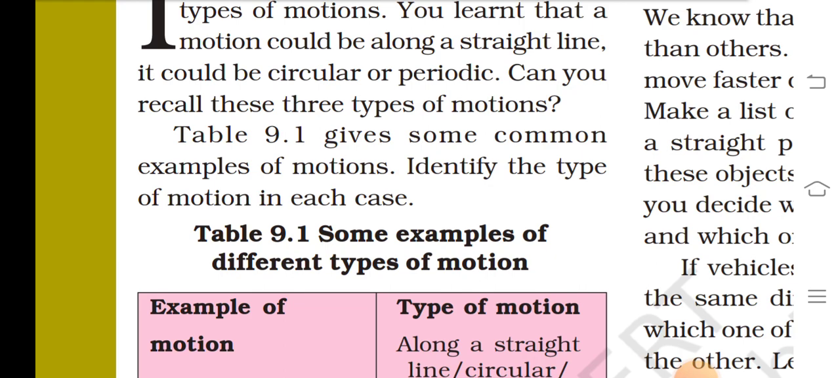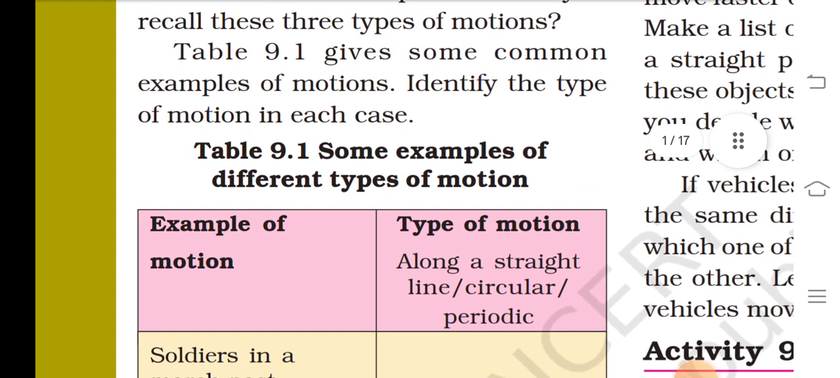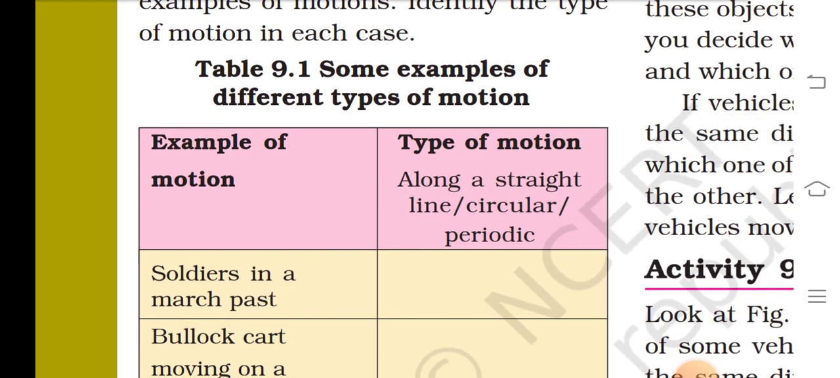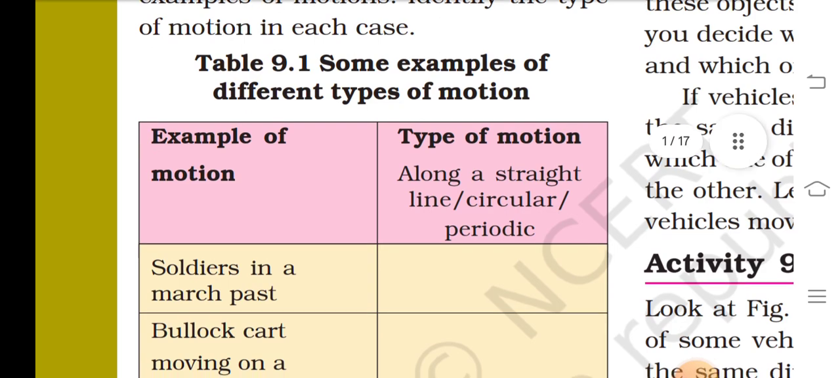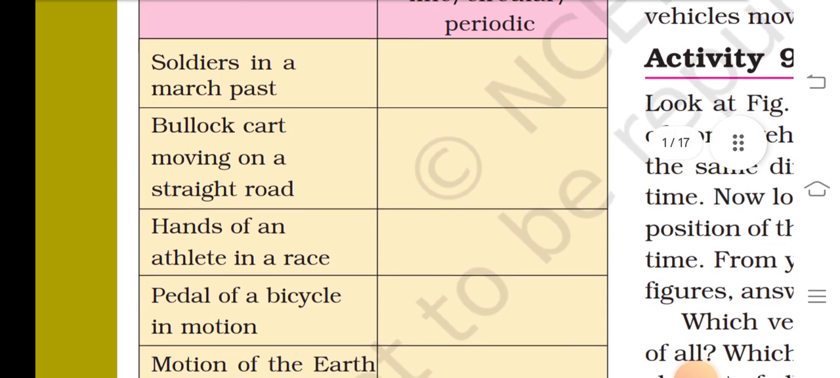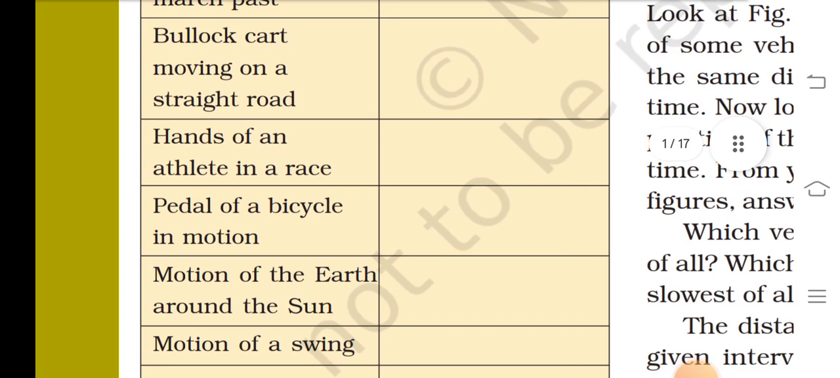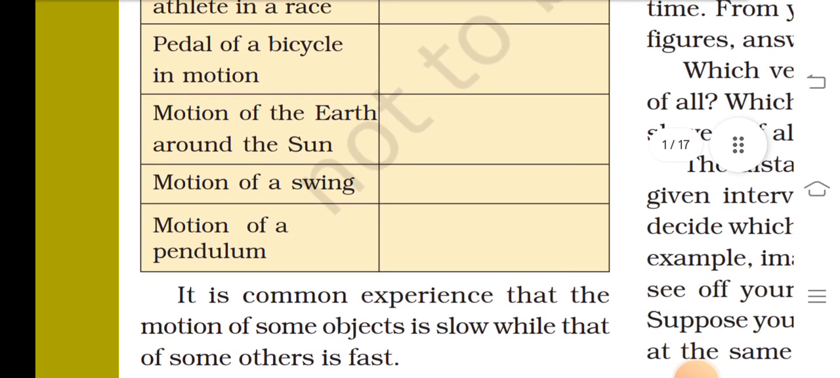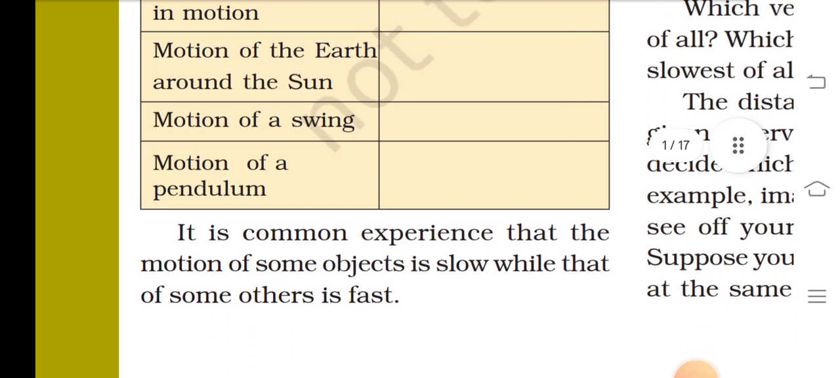Table 9.1 gives some common examples of motions. Identify the types of motion in each case. Examples of motions: soldiers in a march past, bullock cart moving on a straight road, hands of an athlete in a race, pedal of a bicycle in motion, motion of earth around the sun, motion of a swing, motion of a pendulum.